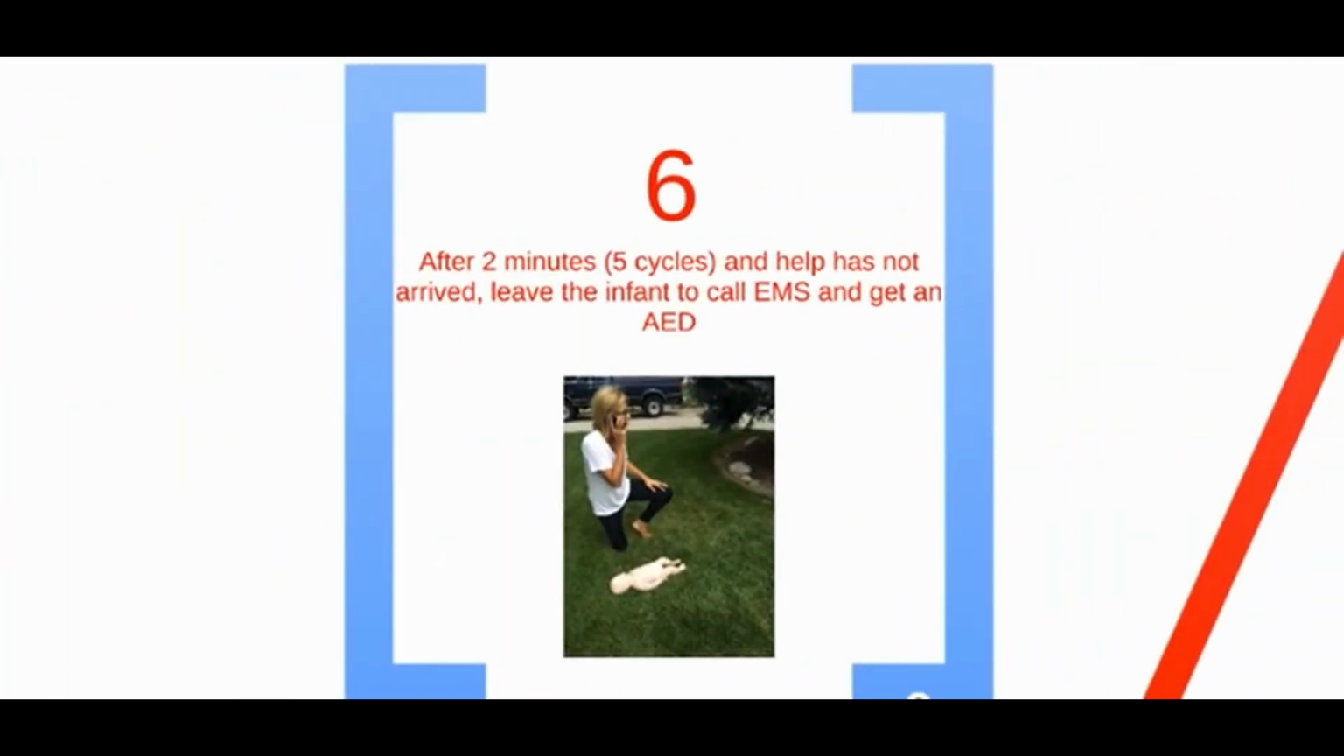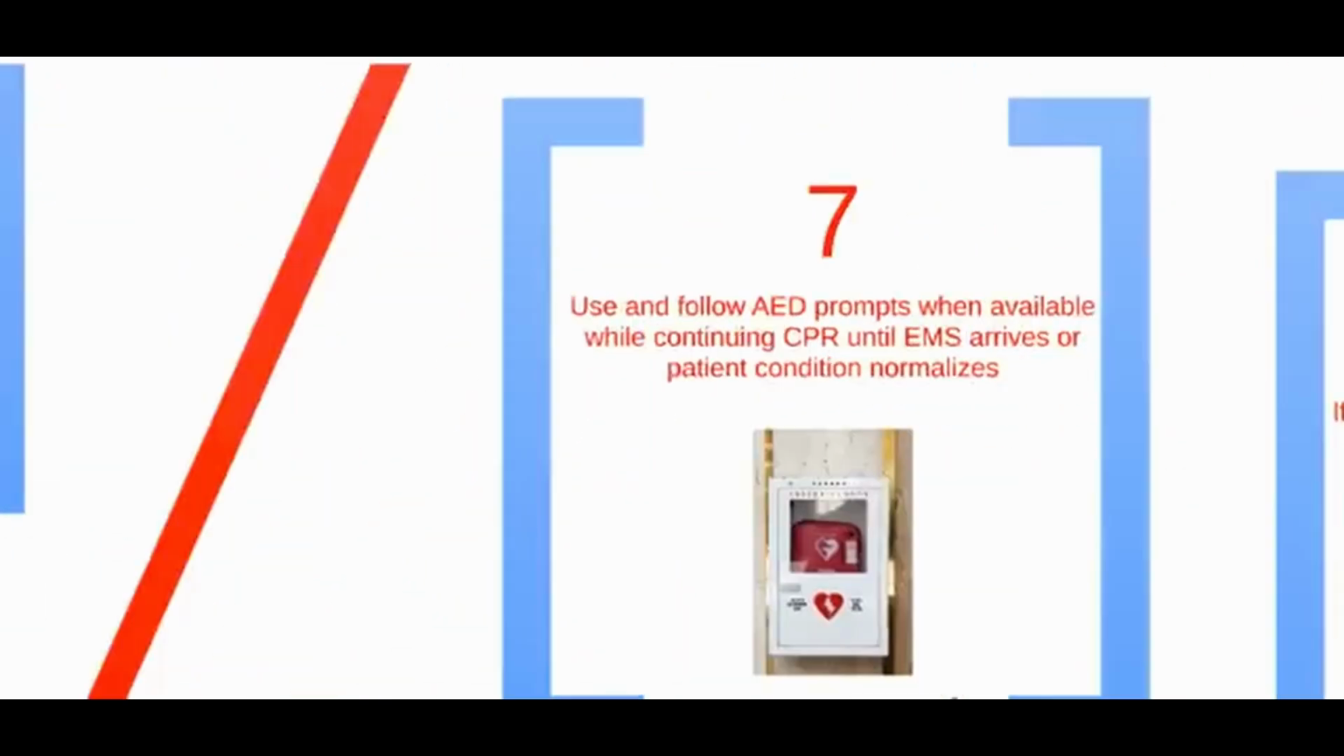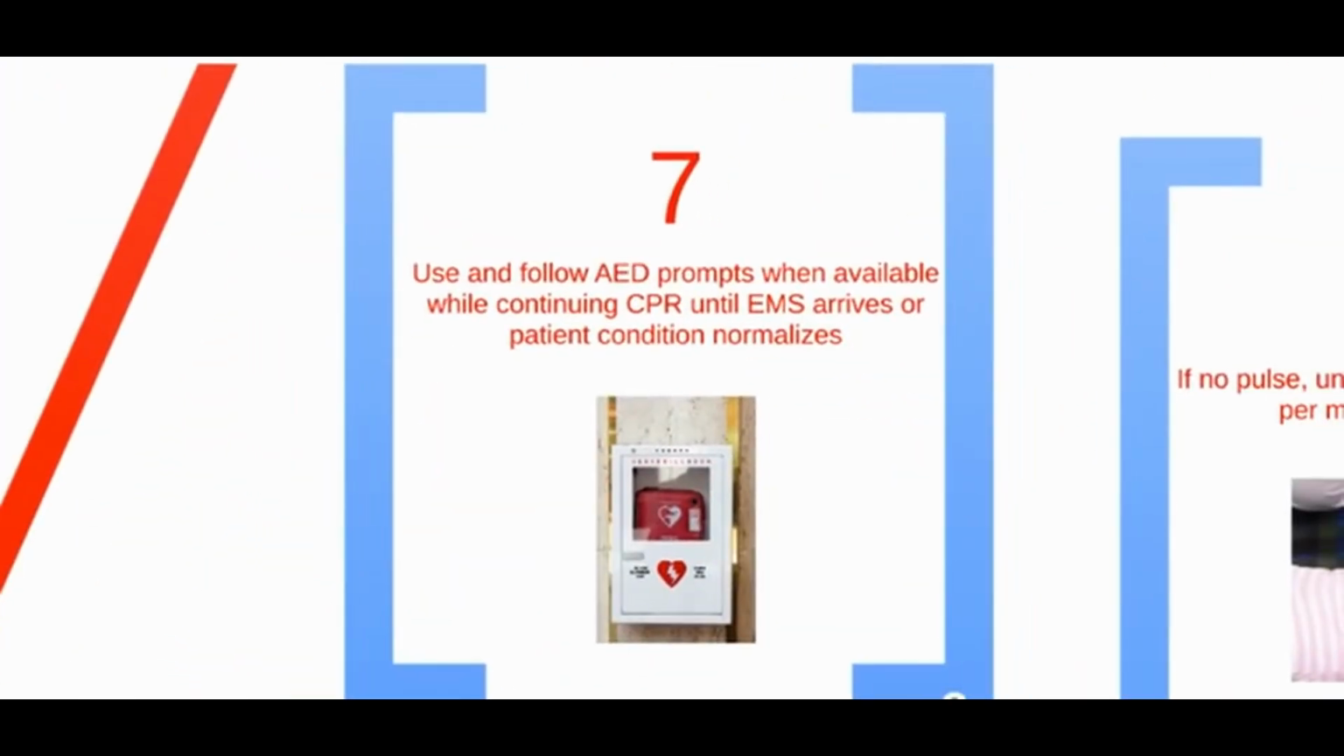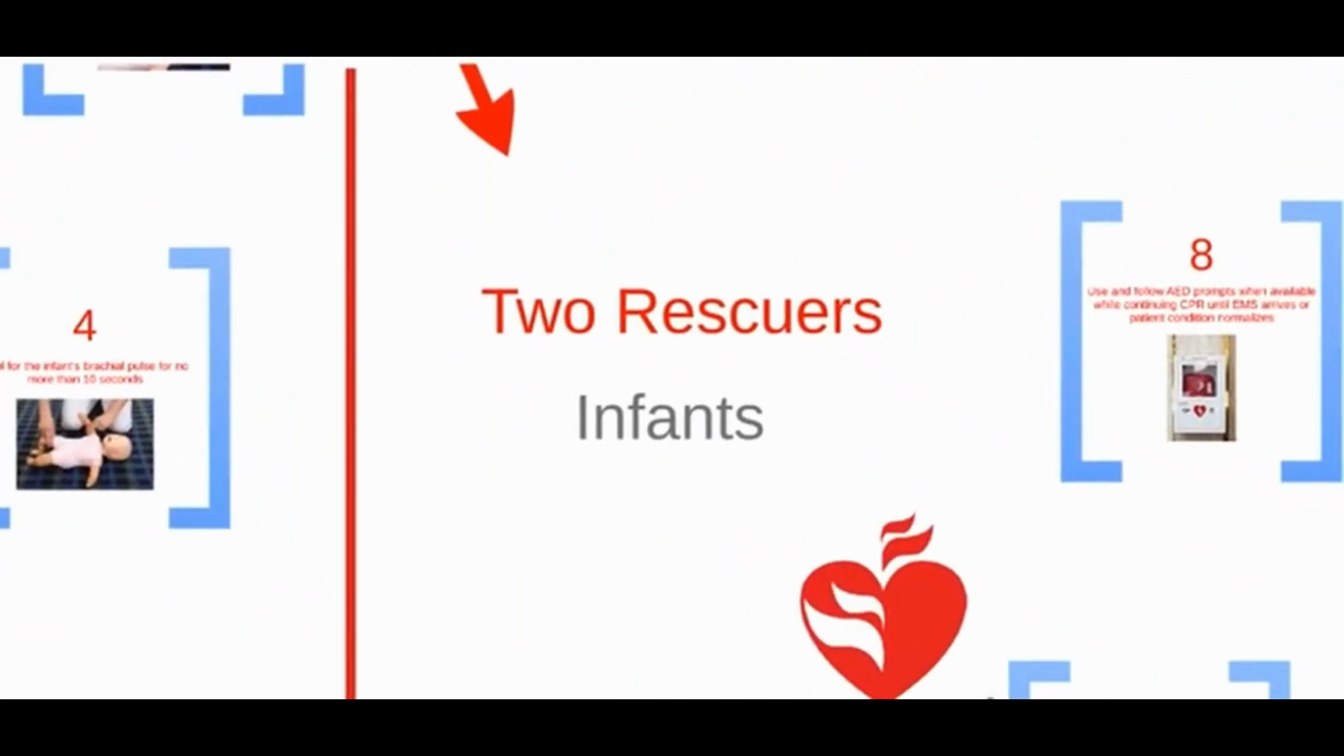Step 6. Leave the infant to call the EMS and get an AED after doing CPR for 2 minutes or 5 cycles. Step 7. Likewise, use the AED and follow its prompts and continue CPR until the EMS arrives or the infant's condition normalizes. Two rescuer basic life support for infants is only slightly different.